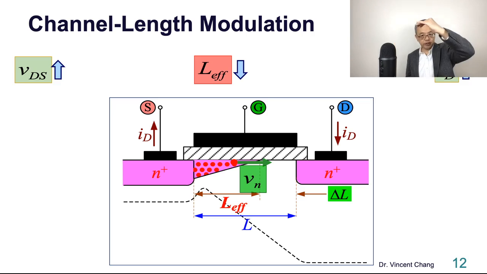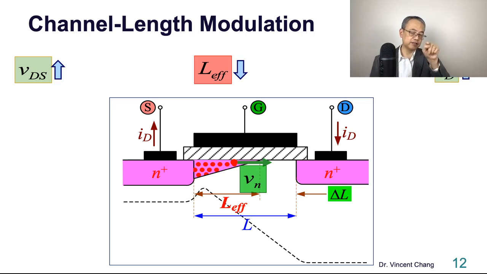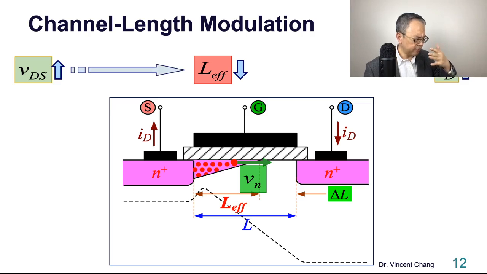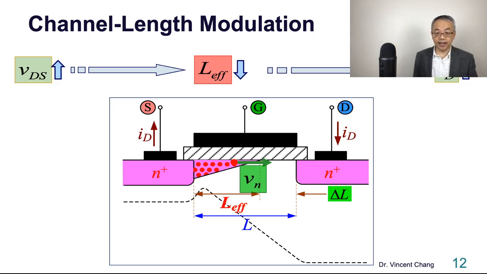When VDS increases, ID goes up, right? I just showed you. So you highlight 3 points. When VDS goes up, the effective channel length will be shortened, and then ID will increase. In what region? In saturation region.